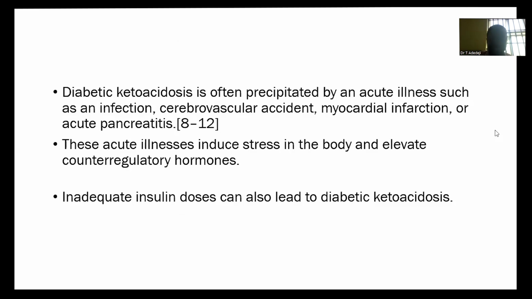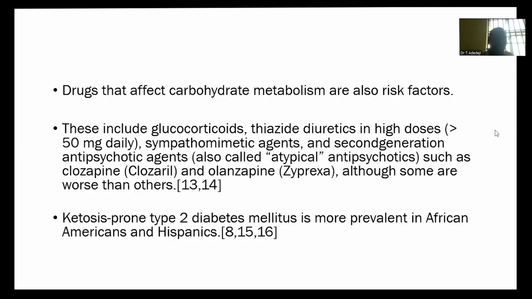These acute illnesses induce stress in the body and therefore lead to an increase in the counter-regulatory hormones like cortisol, adrenaline, noradrenaline, and glucagon. Inadequate insulin doses can also lead to diabetic ketoacidosis. Drugs that affect carbohydrate metabolism are also risk factors, and these drugs include glucocorticoids and thiazide diuretics in high doses. The studies have highlighted that the dose should be greater than 50 milligrams before the effect can be noted.